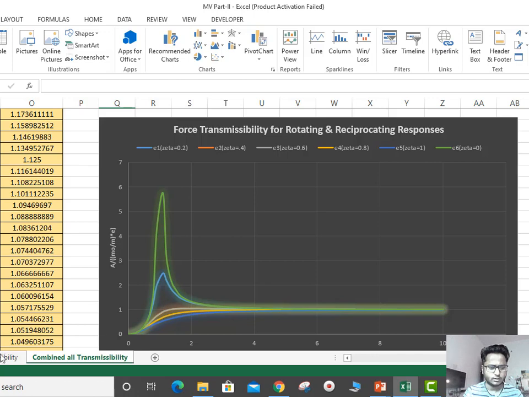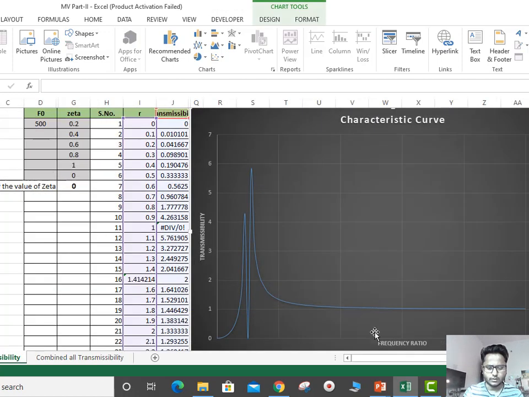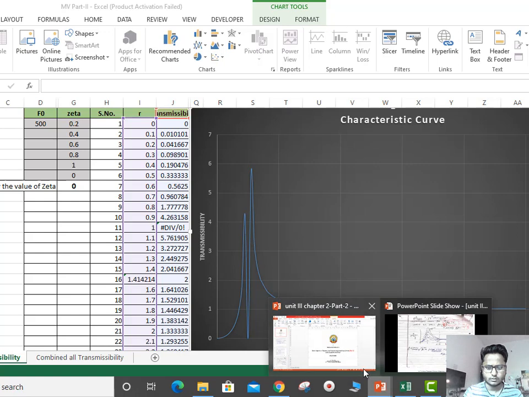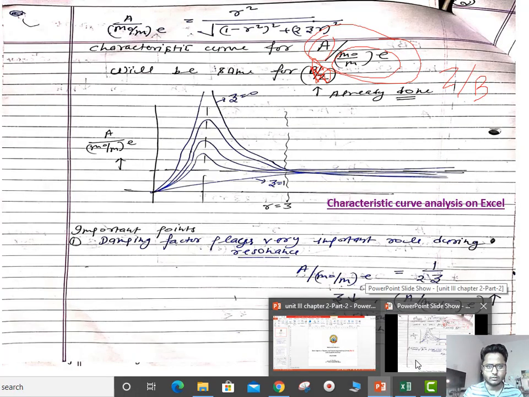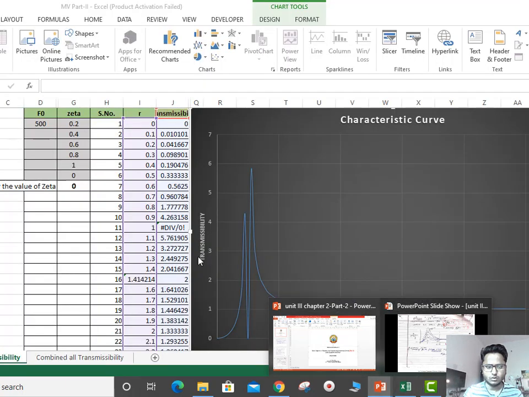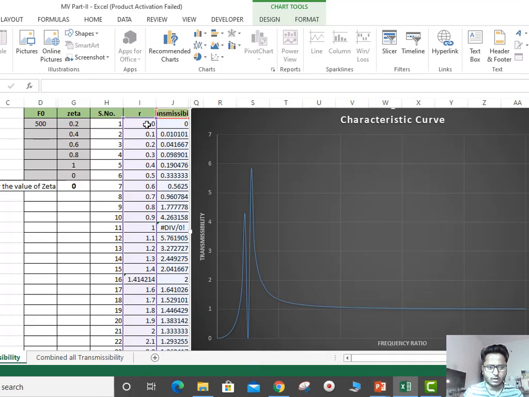If you see this equation, r square divided by the root of (1 minus r square) to the power 2 plus (2 zeta r) to the power 2. In this, if we put the r value from 0 to 10 at certain intervals, 0.1, 0.2, 0.3, we will have different values of transmissibility, meaning the ratio of A by m0 by m multiplied by e, at different values of zeta.